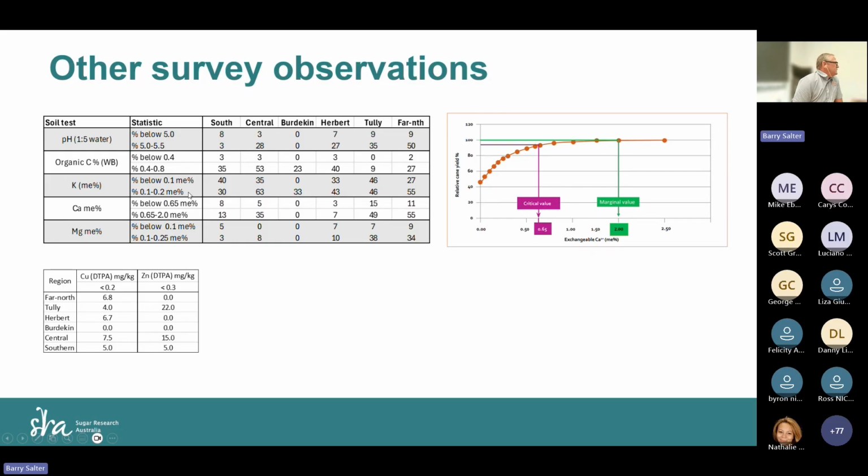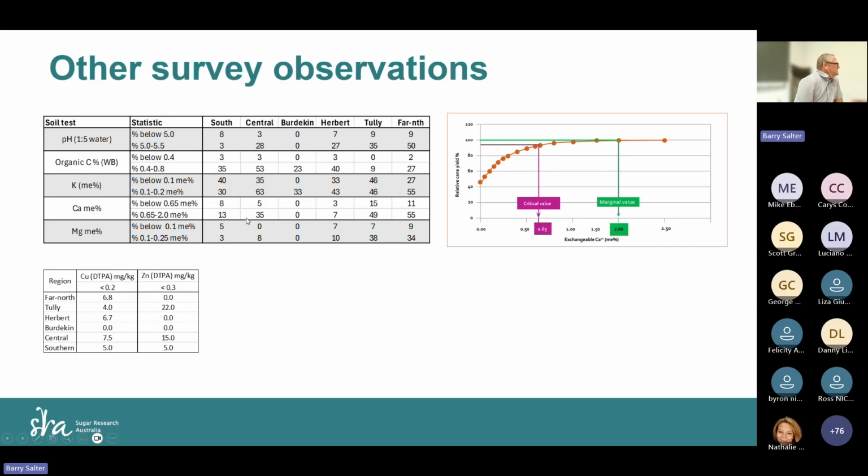Soil exchangeable potassium levels were very low. We had 90% of samples in a number of the regions where the exchangeable potassium was less than 0.2, and high percentages of samples, 30-40%, where the exchangeable potassium was less than 0.1 milliequivalents. Those sort of levels are starting to get really low, and I guess we need to keep an eye on whether or not that's causing us a productivity impact.